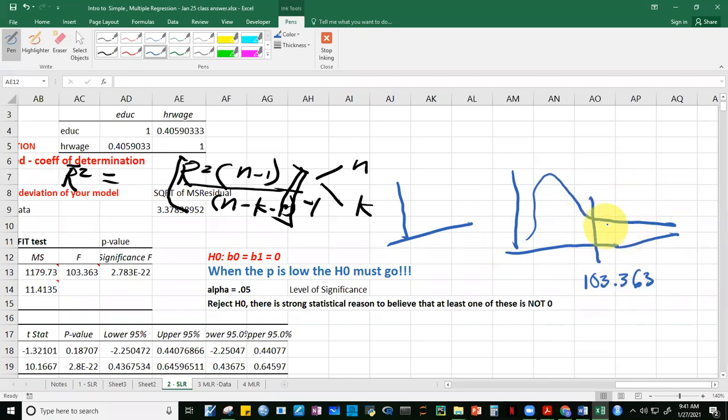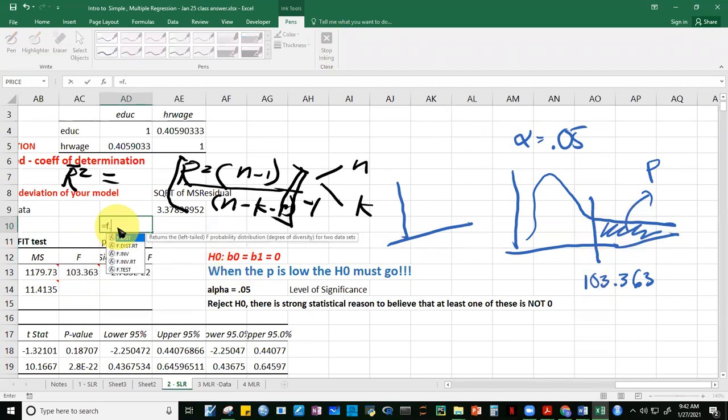Tapos gusto natin malaman ano yung probability na to. This is your P. Okay? Dapat yung probability na acceptable sa atin is 0.05. That's our level of significance, which is your alpha. So based on the F value of 103.363, what's the value of this? So we can compute for that dito is equal to F.DIST.RT. Okay? And it's right-tailed. Right-tailed naman yung F-stat natin.